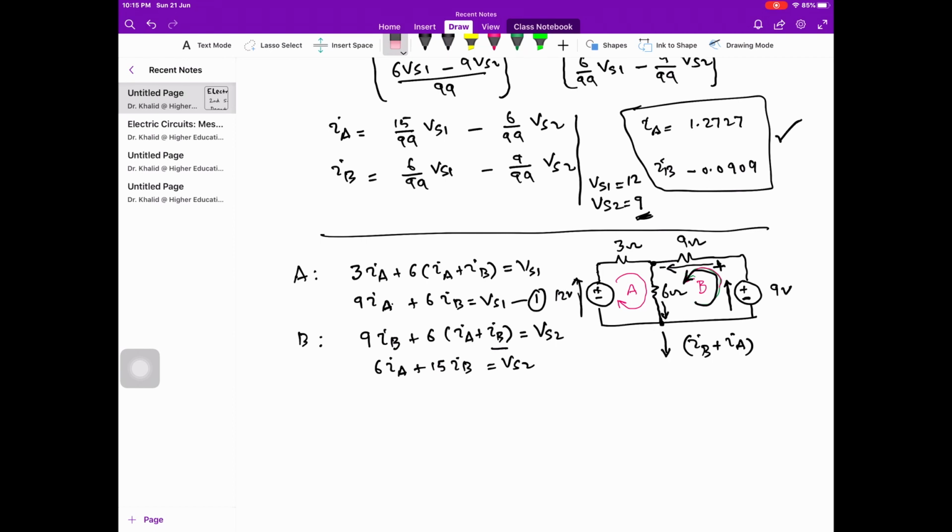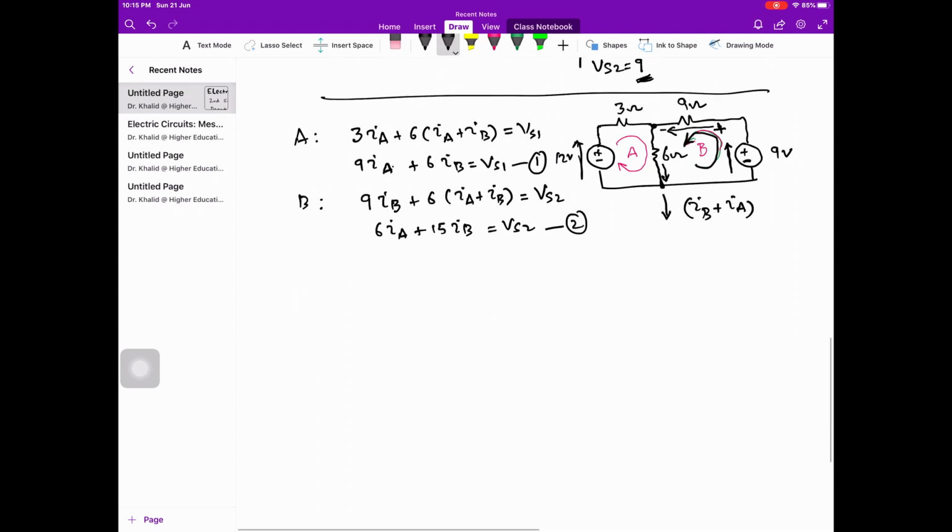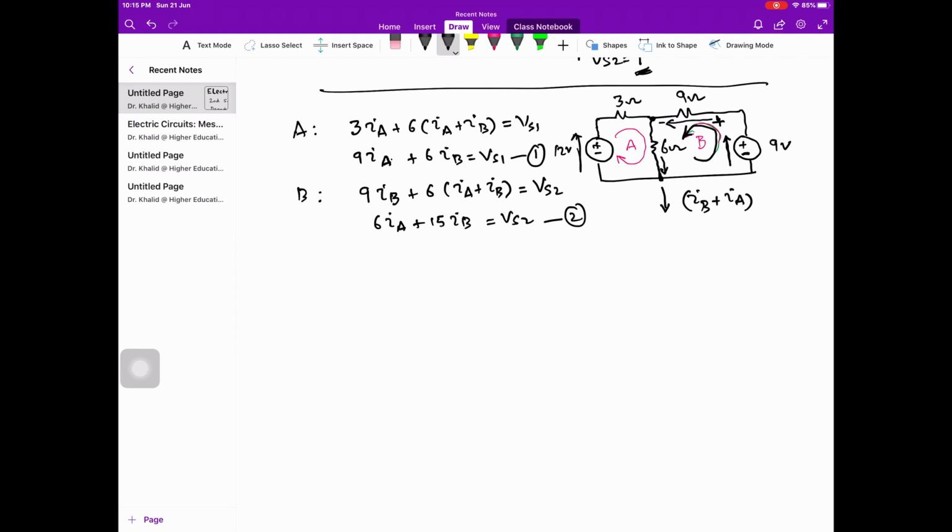And I express these two equations. This is equation 2. I write these two equations in matrix form. Equation 1, which is 9IA and 6IB, right hand side equal to VS1. The second equation, which is over here, is 6IA plus 15IB is equal to VS2.